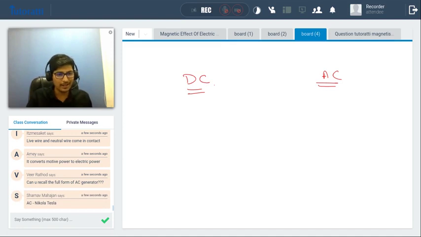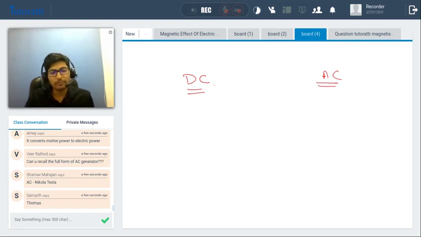AC is Nikola Tesla. Thank you so much. DC would be Thomas Alva Edison. Edison, the guy who invented the bulb, is the guy who invented the DC current. Now, alternating current is a far superior technology to DC, right? Thank you, Samarth. DC current has a lot of problems. For example, DC cannot be transported over larger distances, but AC can be transported over larger distances.